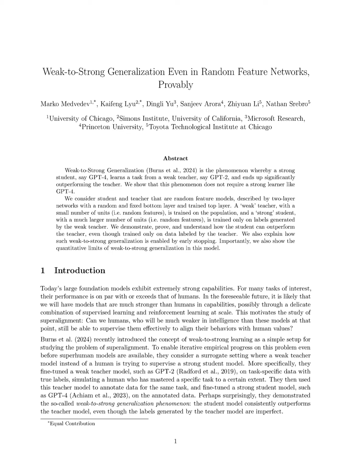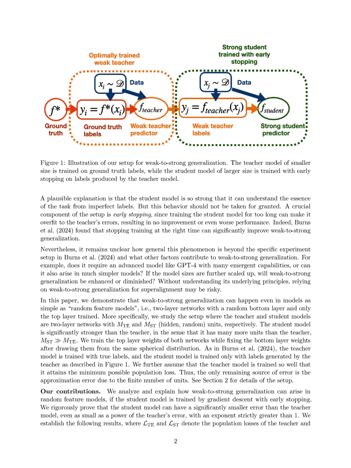The weak-to-strong learning method involves a systematic training process where a weak teacher model supervises a stronger student model. First, a weak teacher model, such as GPT-2, is fine-tuned on task-specific data with true labels to simulate a human who has some mastery of the task. Next, this teacher model generates labels for a dataset, which are then used to train a significantly stronger student model, like GPT-4. The training of the student model is conducted using gradient descent with a critical component of early stopping, which prevents overfitting to the teacher's errors.